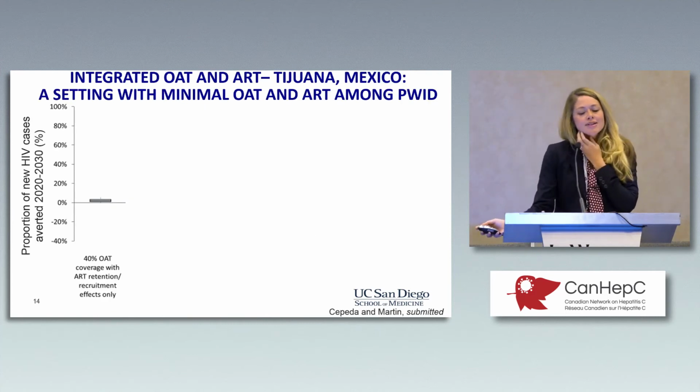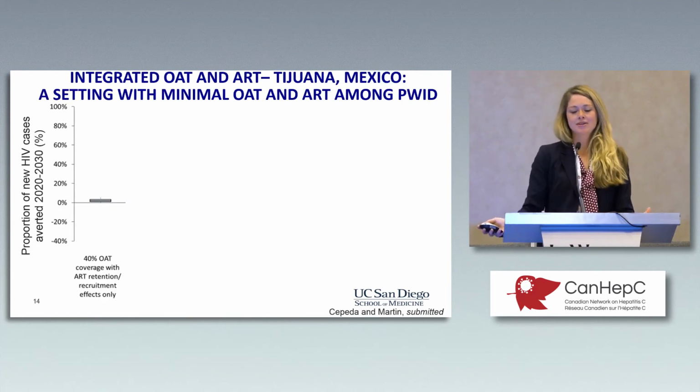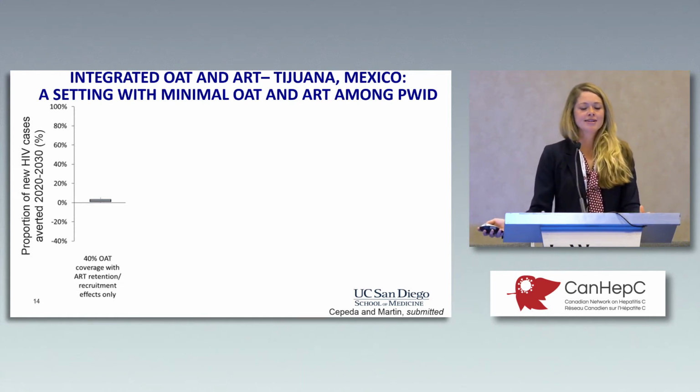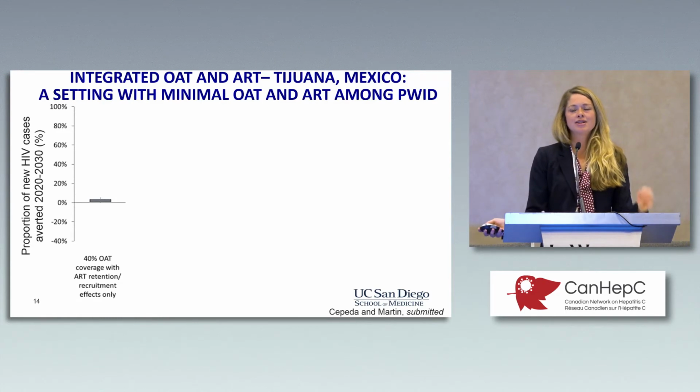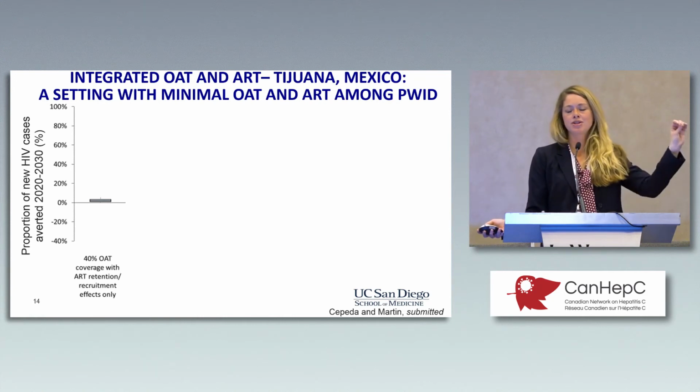And so this is a model that was done by Javier Cepeda at UCSD, and what we did was we were looking at HIV and overdose among people who inject drugs in Tijuana, Mexico, which is right across the border from San Diego. And we were trying to find these synergies with integrated care. This slide shows you the proportion of new HIV cases that would be averted over 10 years if we scale up OAT alone, ART alone, and then the two.